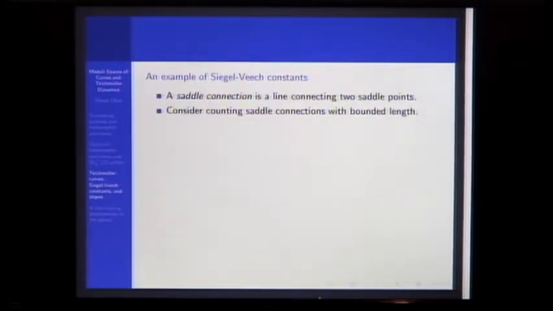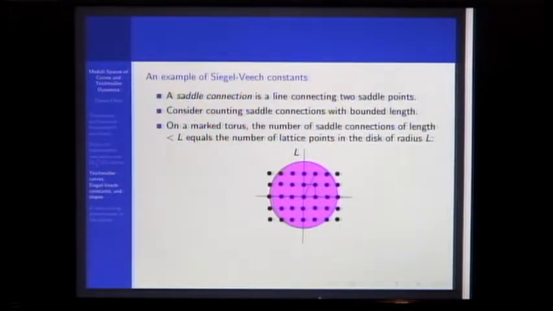Now consider a line connecting them. Under the line means just a line under the Euclidean metric. And now let's count the set of connections with bounded length. For example, let's start from genus one. So genus one, let's view it as an elliptic curve.